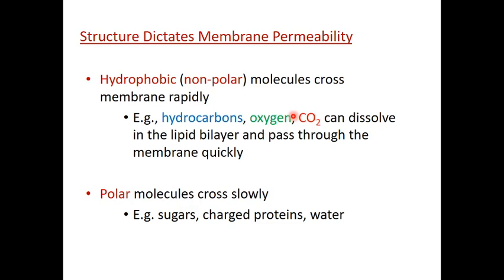And polar molecules cross slowly, as I mentioned earlier. Now, which are all the things coming under polar molecules? They might be sugars, charged proteins, as well as water. And see this word water. Water is very much essential for the cell, like oxygen as well as carbon dioxide, which moves out. The transport of this water is also very much essential, but it is coming under polar molecule.